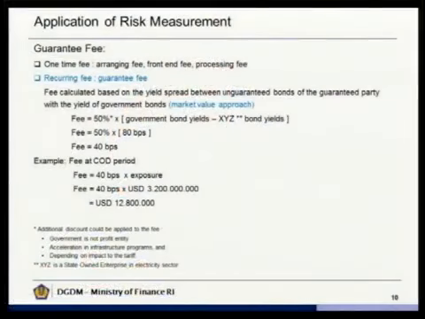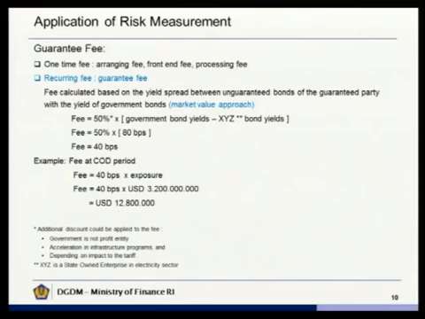In terms of the guarantee fee, Indonesia charges a one-time fee: arranging fee, front-end fee, and processing fee. For that, we refer to experience, such as administration cost and consultant cost, if I hire a consultant to arrange the transaction. And we also charge a recurring fee every year, the guarantee fee. The fee is calculated based on the yield spread, with or without guarantee.